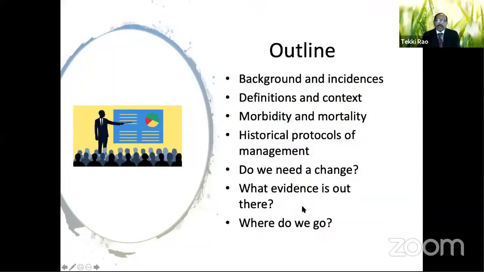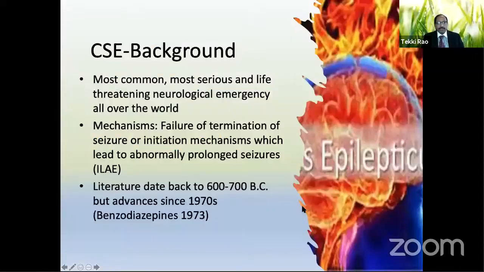The outline of my talk is background and incidence of convulsive status epilepticus, and the definitions, which are almost covered by Dr. Di Rosa. Then morbidity and mortality, and a brief context of how this is going to change our thoughts in future. There is new evidence existing since 2018, with a lot of new therapeutic randomized controlled trials having taken place. So where do we go with this new evidence adding to our scientific knowledge?